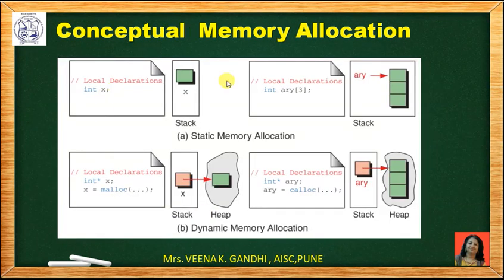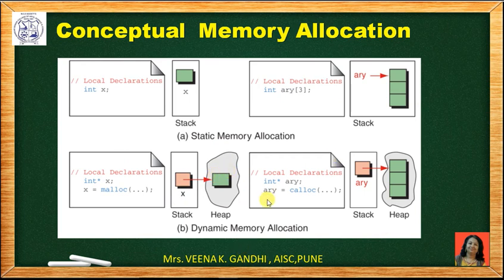You can see a conceptual memory allocation. First is static memory allocation and second is dynamic memory allocation. In static memory allocation, local variables declared in a program are stored in the stack. You can say arrays are stored in the stack here in static memory allocation. In dynamic memory allocation, we declare a pointer here, int star x. Okay, x is a variable stored in the stack, but it is pointing to a heap memory area. So the pointer is pointing to a location in the heap memory area.